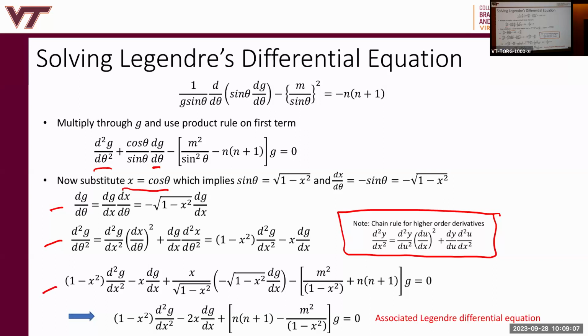Okay, 1 minus x squared. So now we have this term for this. We have this for this. And we know what cosine of theta over sine of theta is because cosine of theta is x, and sine of theta is this. So plug all that in. We get this differential equation here, all right?